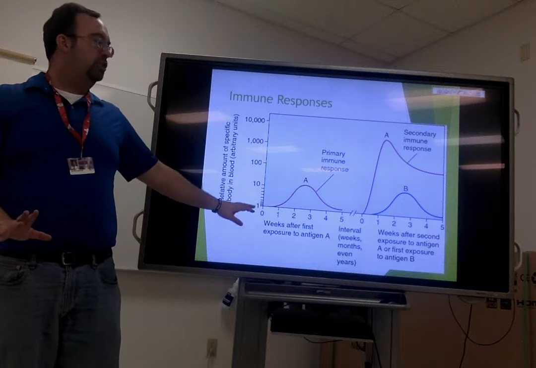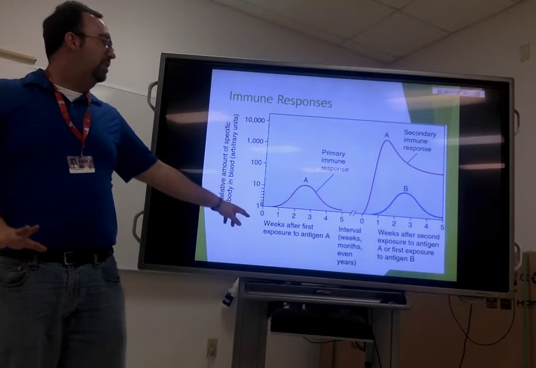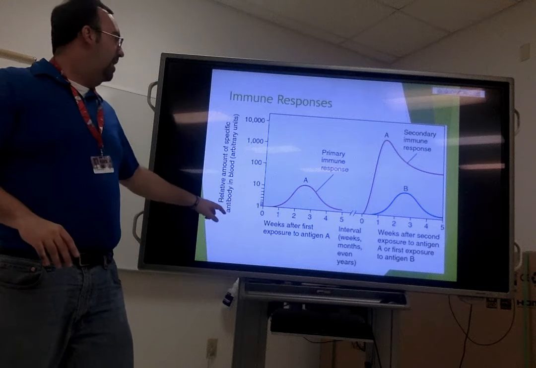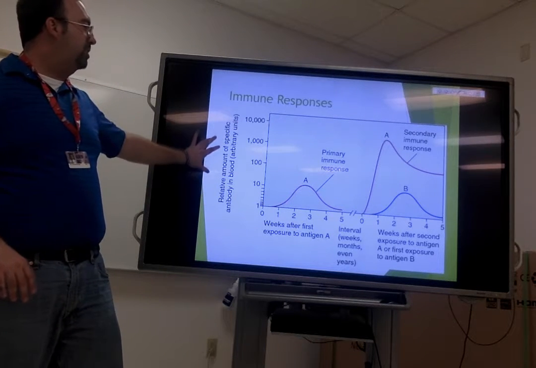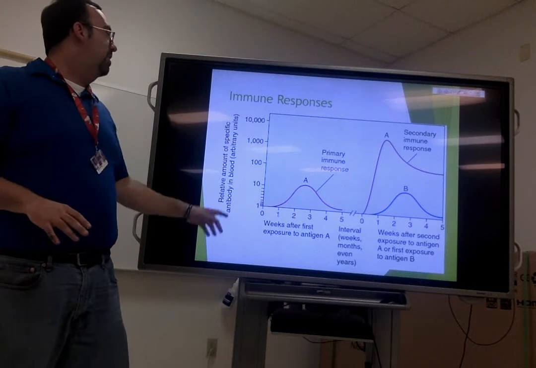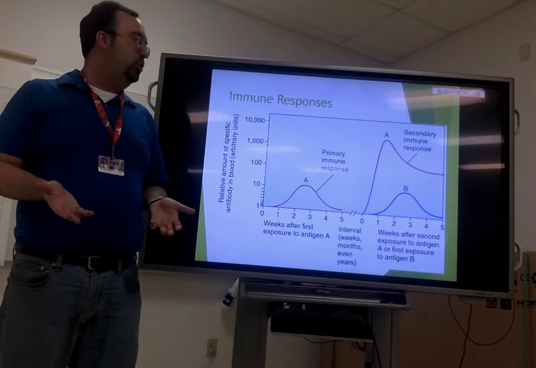This curve here represents time on the bottom in weeks, and the vertical part here is the relative amount of specific antibody in the blood, given in terms of an arbitrary unit.